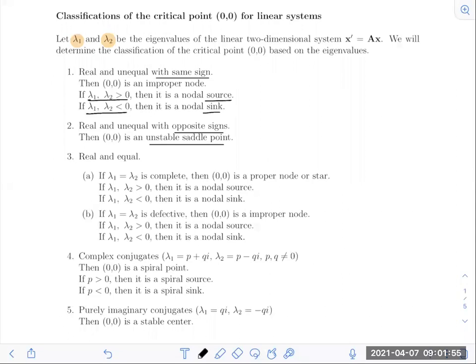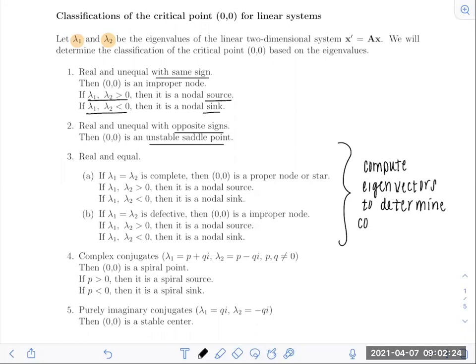All right, so what happens if they're real and equal? This is the only case that requires additional work. So for real and equal, you need to compute the eigenvectors to determine complete versus defective.